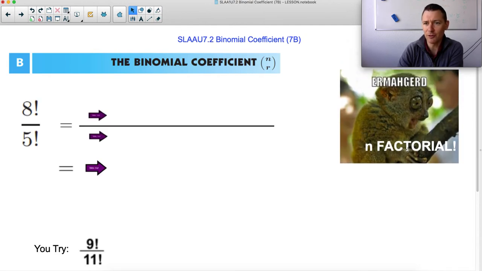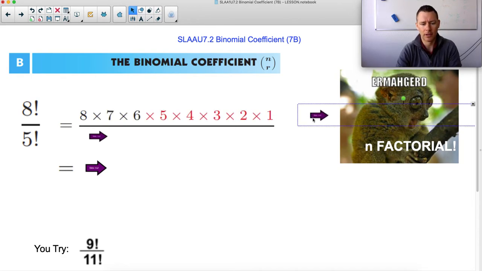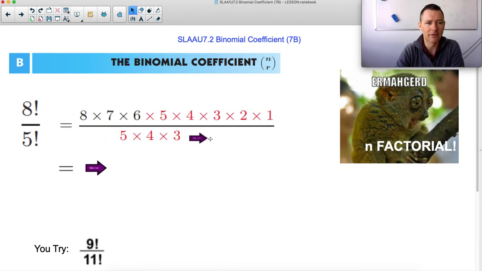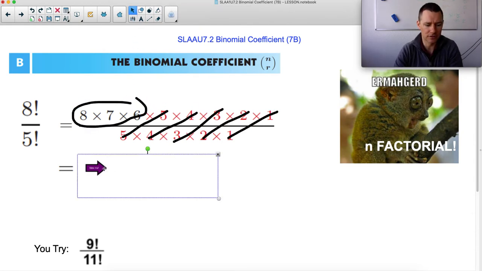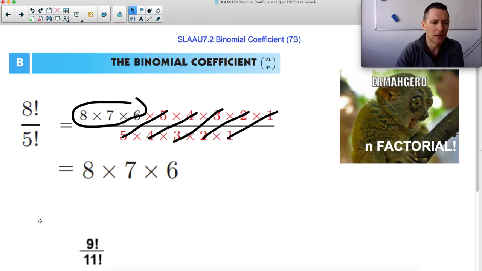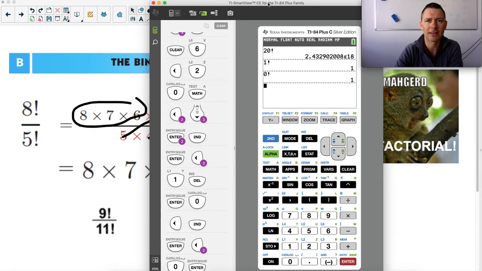So here's a nice trick. Here's a neat trick too, things you can do with n factorials. So 8 factorial is 8 times 7 and so on, and 5 factorial is 5 times 4 down to 1. And what's interesting about them is these are always going to have some overlap. And since it's all multiplication, the overlaps can cancel out, and you're just left with that, which is kind of cool. So you try 9 factorial over 11 factorial, and I will check it on my calculator.